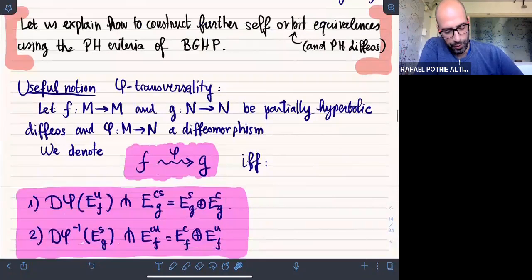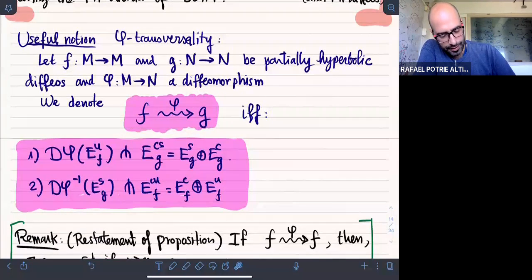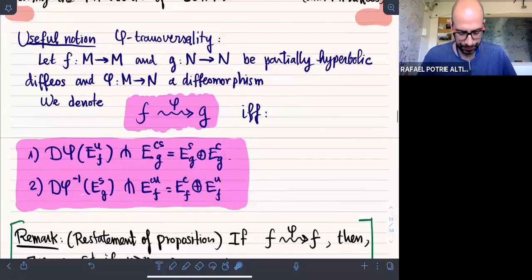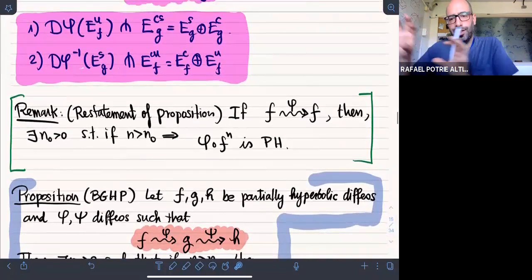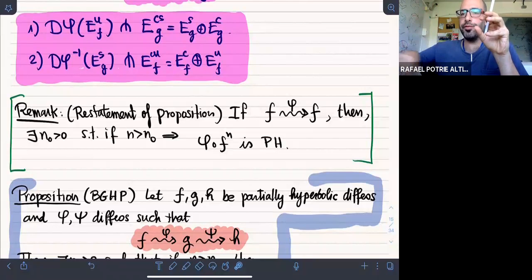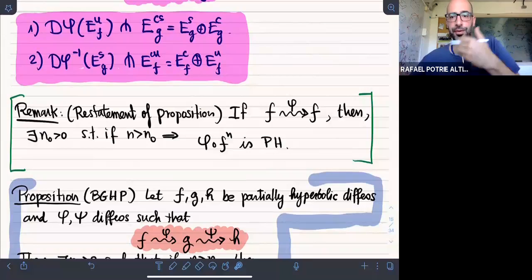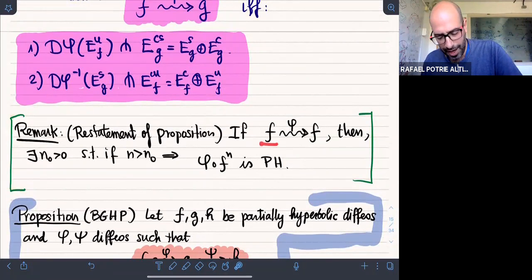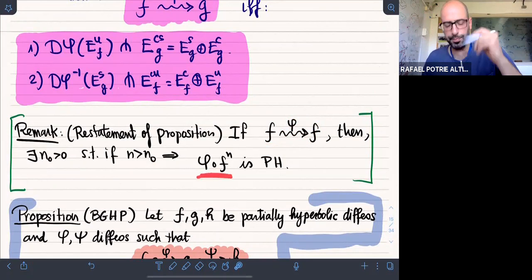So you have one partially hyperbolic diffeomorphism here, another partially hyperbolic diffeomorphism in a different manifold. The manifolds are diffeomorphic, so they are essentially the same manifold, but I don't want to remember that they are the same manifold, because, for instance, in the case of T1S, I will change the Riemannian metric, and so I will think of them as a different manifold. And a diffeomorphism phi, we will use this notation to say that it maps the unstable direction of F transverse to the center stable direction of G, and the inverse maps the stable direction of G transverse to the center unstable of F.